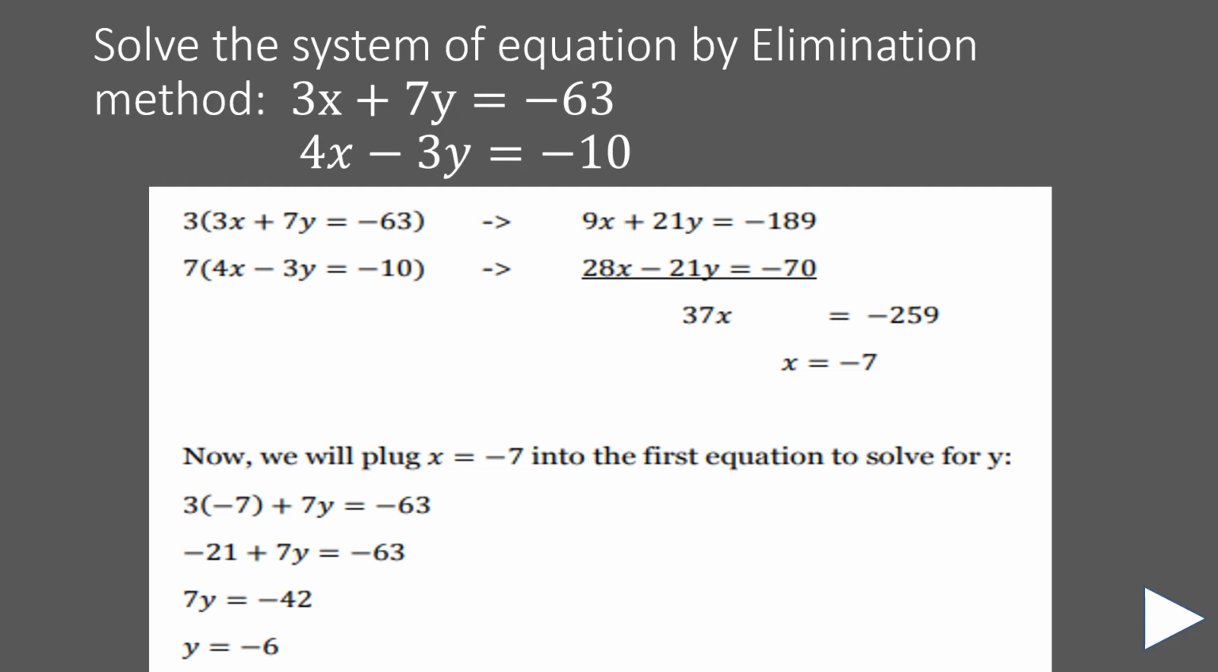You get 37x equal to negative 259, or x equal to negative 7. Now since we have the answer for one variable, we can plug that into any one of those equations and get the second variable. So the solution is x equal to negative 7 and y equal to negative 6.